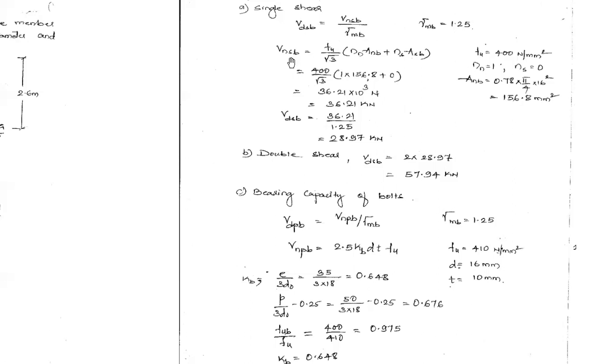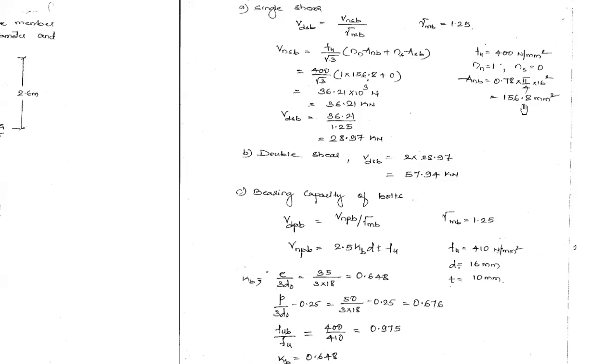So VNSB, the nominal shear capacity of the bolts, comes out to be 36.21 kilonewton. How is this calculation done? Here, I assume that all the shearing planes are lying in the threaded portion. No shearing plane is coming in the shank portion of the bolt. Okay, so in the threaded region, number of shearing planes is 1. In the shank region, number of shearing planes is 0. And the net area under shearing is 0.78 times the gross area.